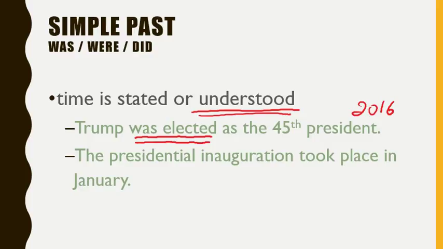The second sentence says the presidential inauguration took place in January, and also January of 2017. We would know it is understood, or we could say that January is the part that tells you explicitly when it took place.